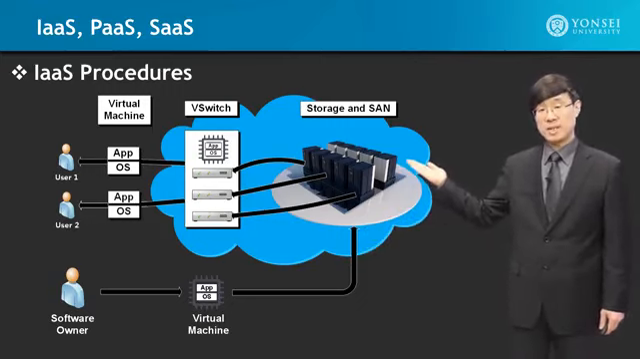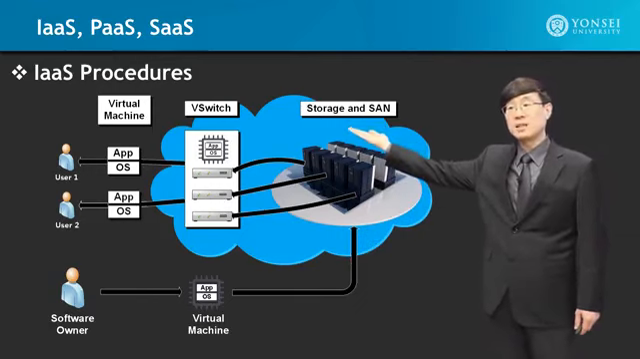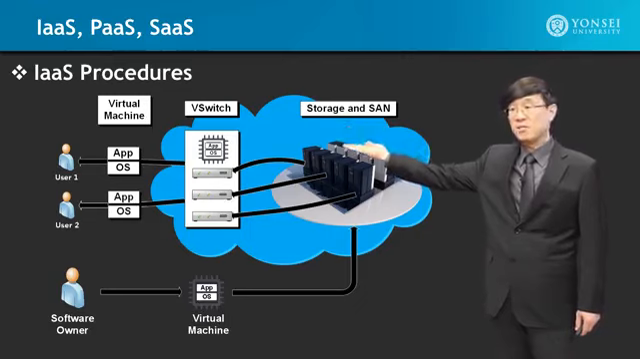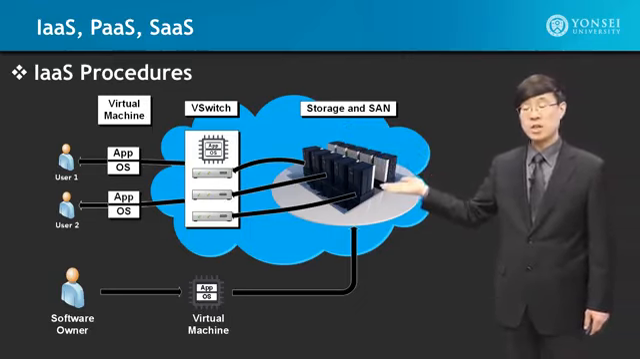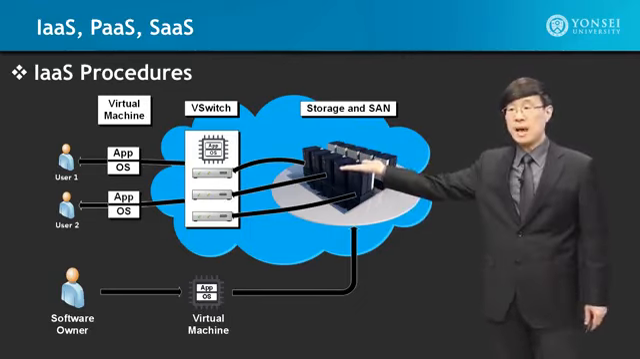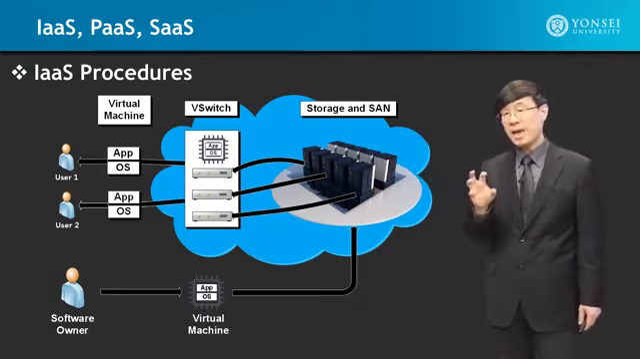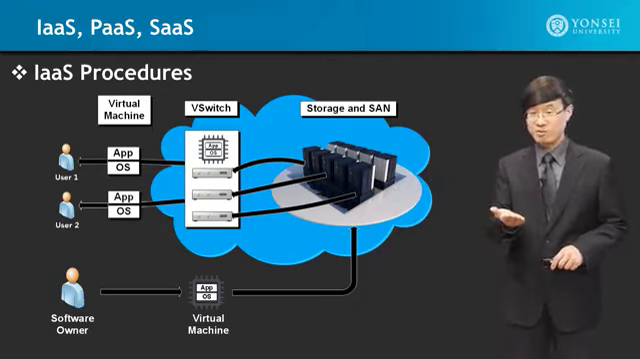When somebody requests it, such as user 1 and user 2, then they will contact the vSwitch, and the vSwitch will pull the information from the storage and SAN and deliver it to the users, such that the application and operating system as a package are delivered to somebody's device, such as your smartphone.